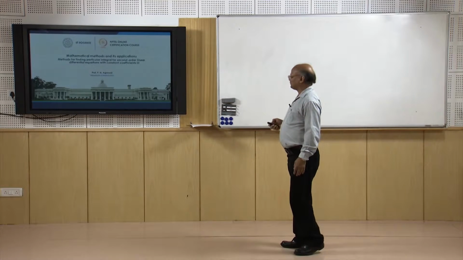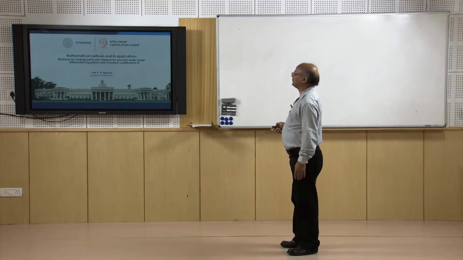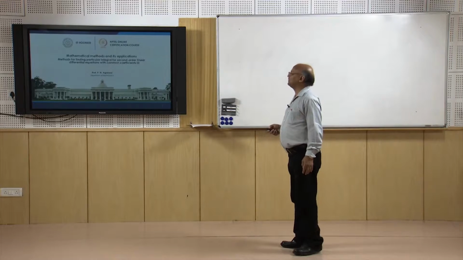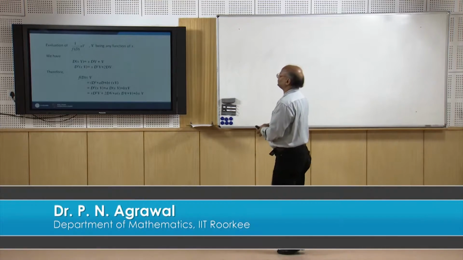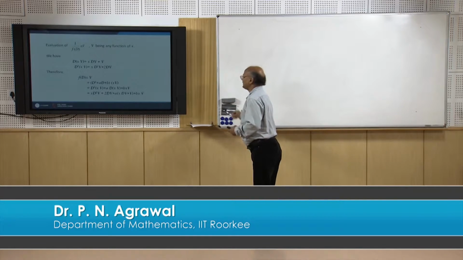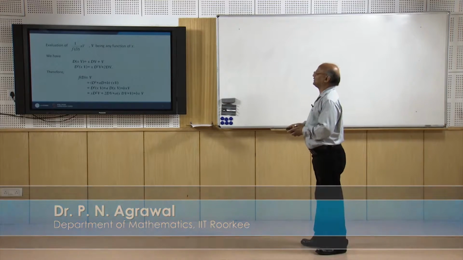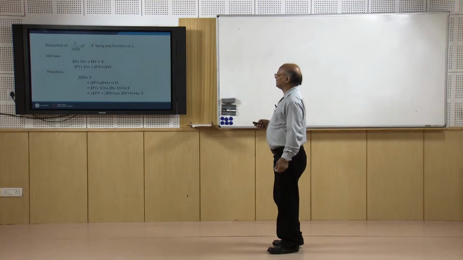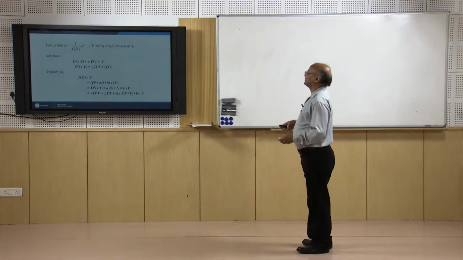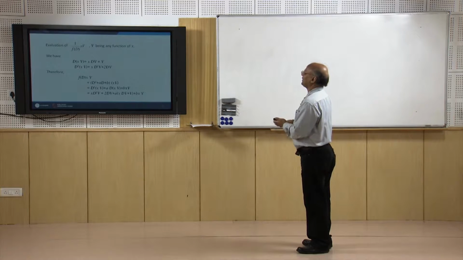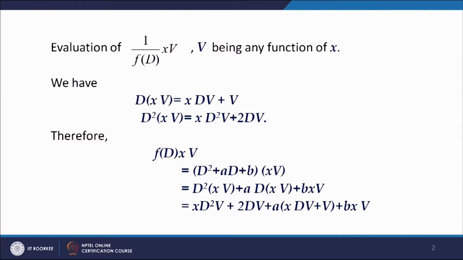Hello friends, welcome to my third lecture on this topic, methods for finding particular integral for second order linear differential equation with constant coefficients. We are trying to find the particular integral for second order non-homogeneous linear differential equations where R(x) is of some special forms. So, if R(x) is of the form x into b, where b is any function of x, how we shall evaluate the particular integral.